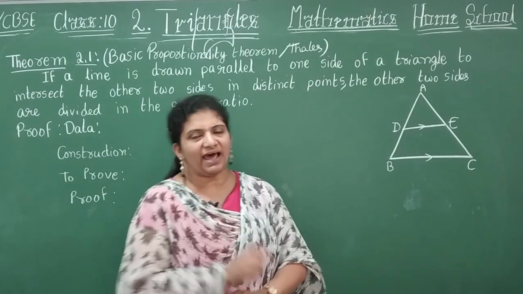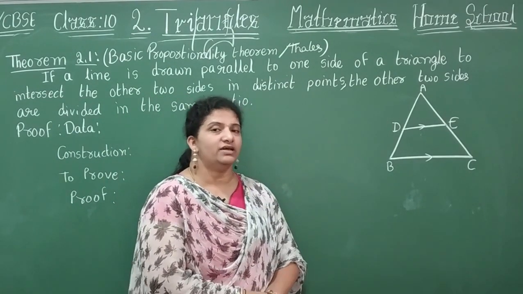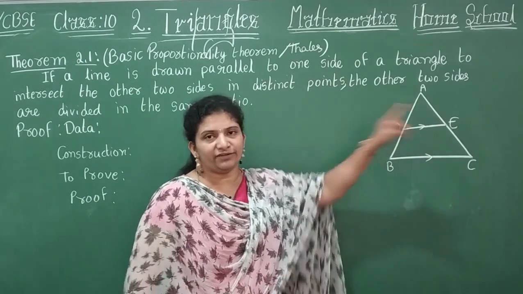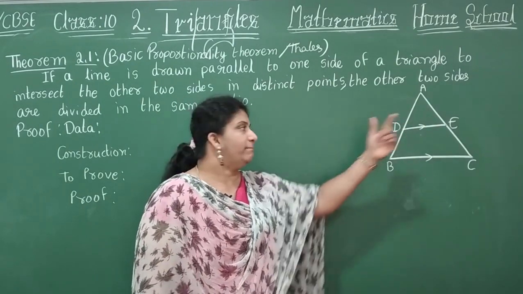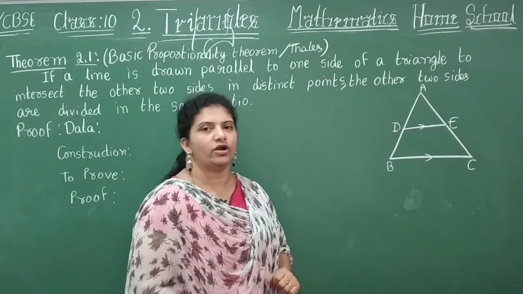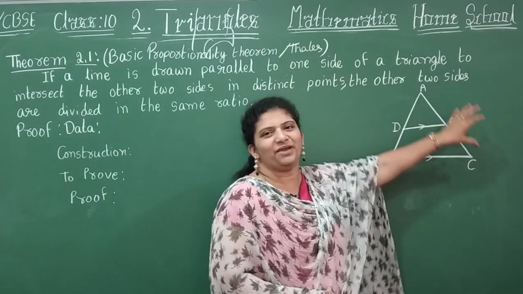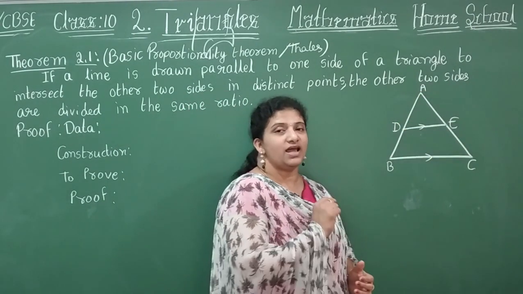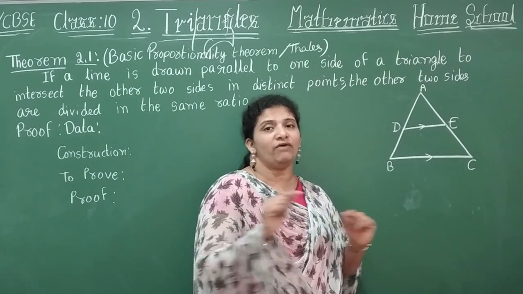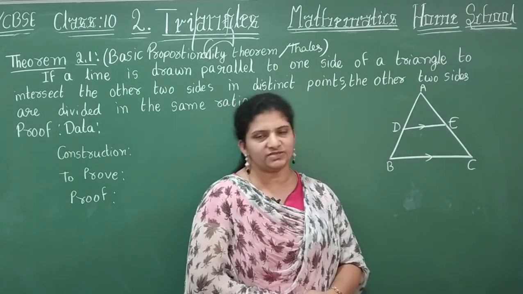One side is parallel. You have to prove that the other 2 sides, where the line touches at different points, are divided in equal ratios. What do you mean by that? AD by DB is equal to AE by EC. The line is dividing in equal ratio. That is your theorem statement.